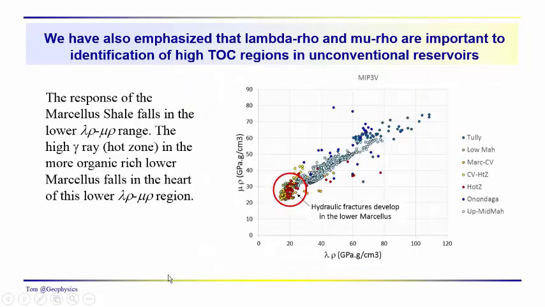Now again, I'm just coming back to this relationship here. We're doing this because the lower lambda-rho, mu-rho region tends to give us pretty good insights into the location of the high TOC regions, and so we'd be using seismic data, of course, in order to do this. But again, that's our motivation.